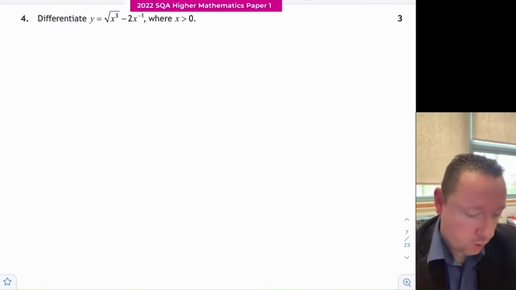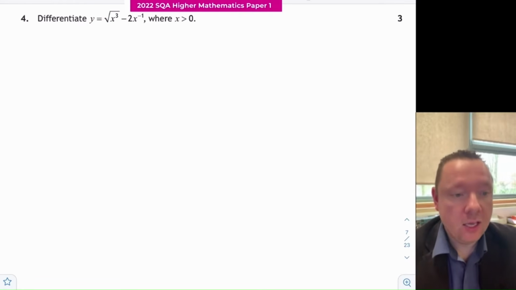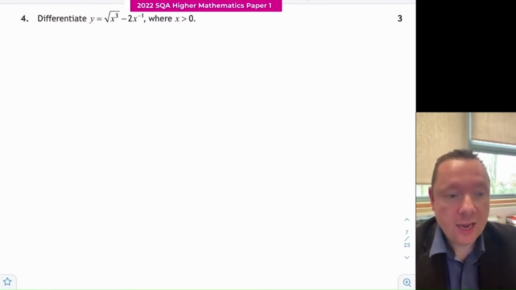2022 Higher Maths, Paper 1, Question 4. y equals the square root of x cubed minus 2x to the power minus 1, where x is greater than 0. We have to differentiate this expression, so let's get ahead and do that.